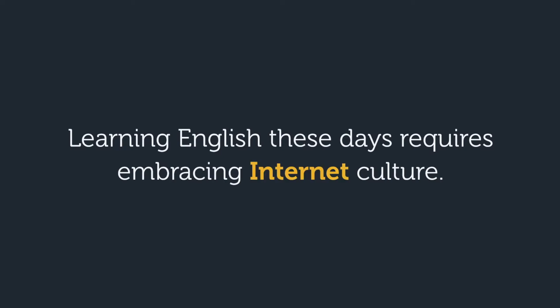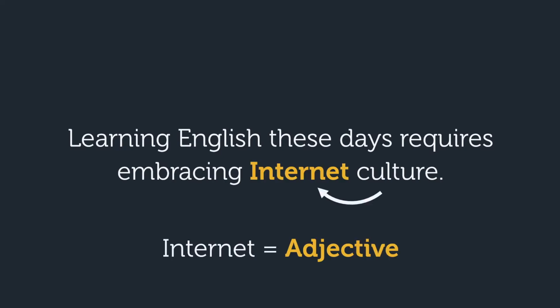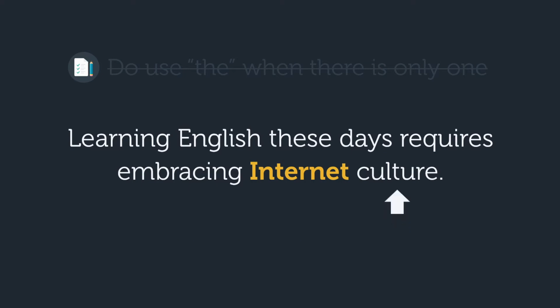Nope, it does not. And I'm sure at this point you know exactly why. Internet in this sentence is an adjective describing culture, so the rule about there being only one of something doesn't apply. Instead, we look at culture, which is an abstract noun for which we typically don't use "the." Even though we're talking about internet culture, which is a type of culture, it still isn't specific enough in the minds of English speakers. We're still just talking about this vague idea of a culture in general.